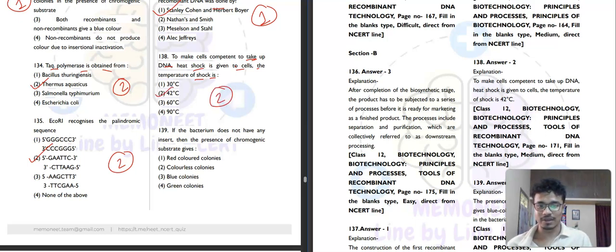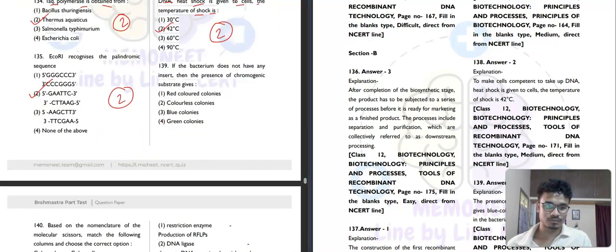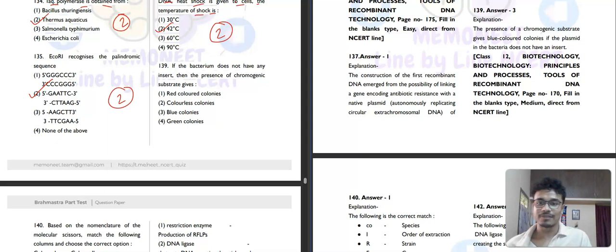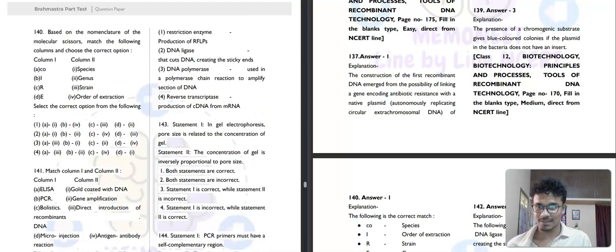In question number 139. If the bacterium does not have any insert, then the presence of chromogenic substance gives red colonies, colorless colonies, blue colored colonies or green colonies. So the presence of chromogenic substance gives blue colored colonies if the plasmid in the bacteria does not have an insert. So what will be the answer? Blue colonies, third option. Then moving towards the next question, that is 140.